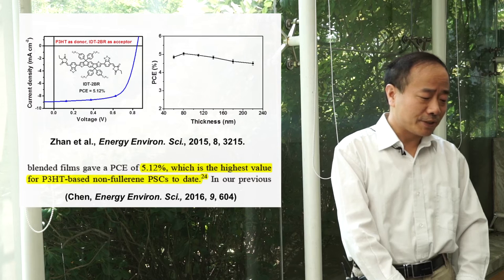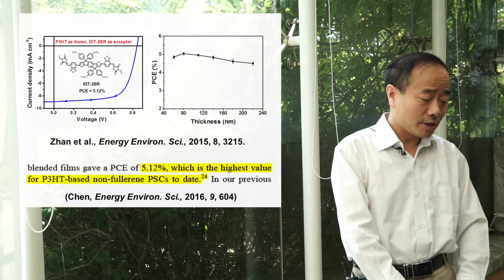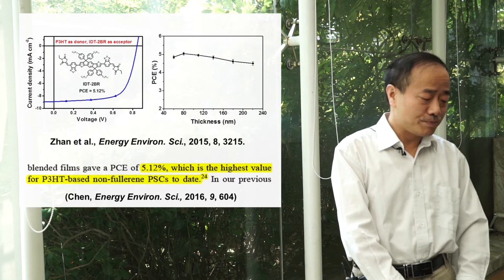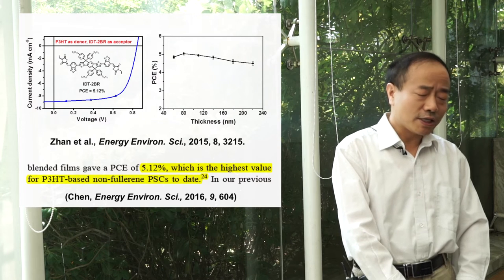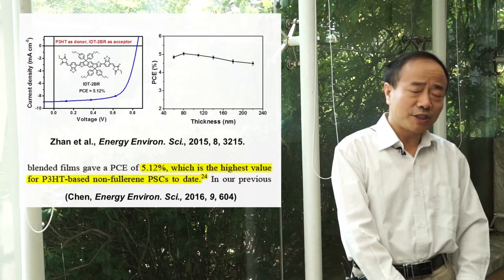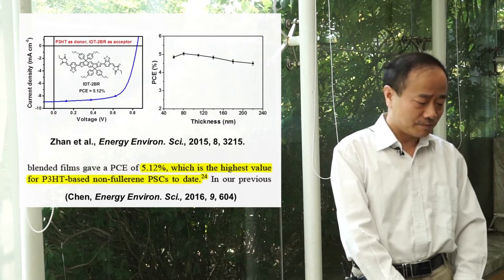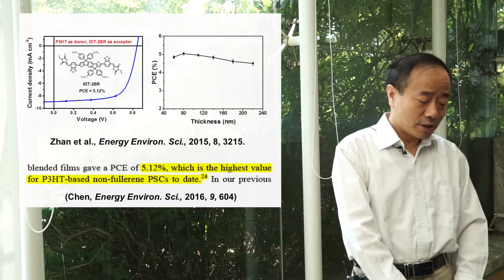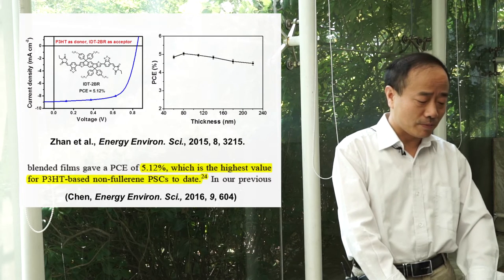Next, we give some examples. The first example is a wide band gap small molecule acceptor called IDT2BR. When blending with PCVT polymer donor, we can get efficiency over 5%. Also, this efficiency is not sensitive to film thickness. So our colleagues said we report the highest value for PCVT-based non-fullerene polymer solar cell.